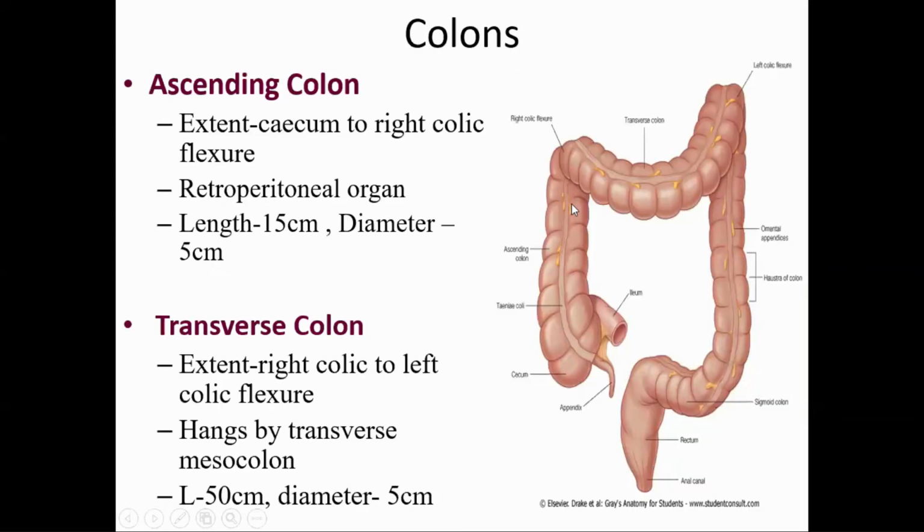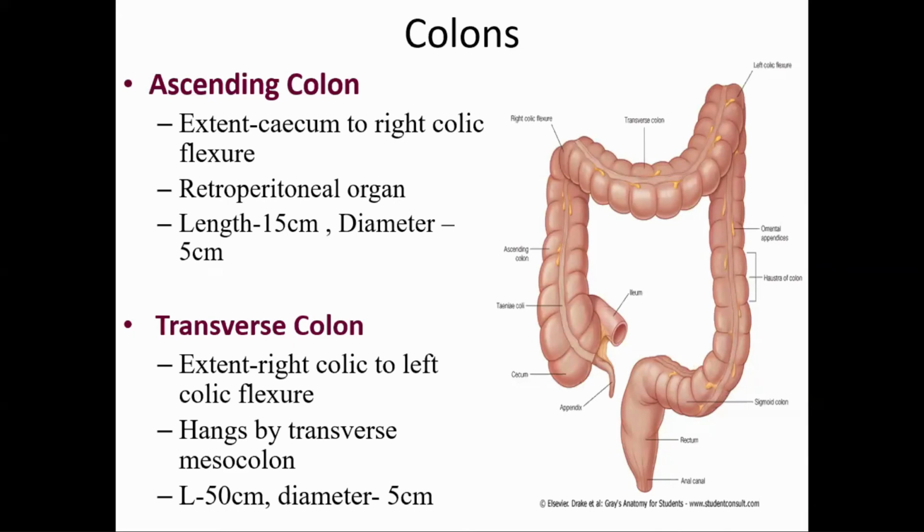See here, this is the ascending and the descending colon. Sometimes the cecum may be intraperitoneal or retroperitoneal. But the ascending and the descending colon are always retroperitoneal organs. The posterior wall of the ascending and descending colon is directly attached to, or directly comes in contact with, the posterior abdominal wall.